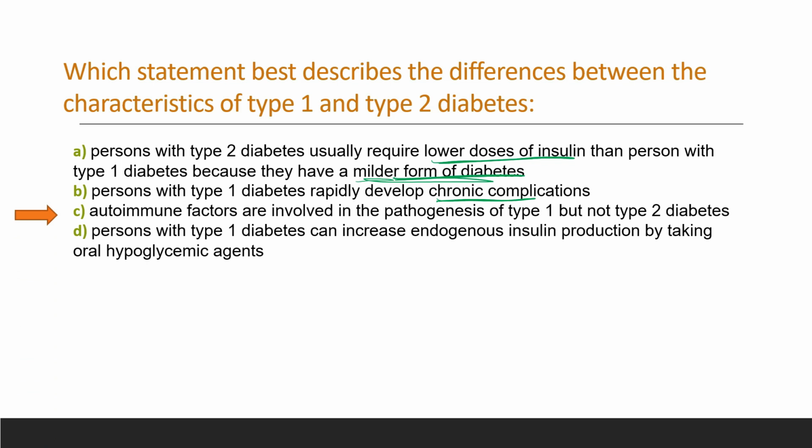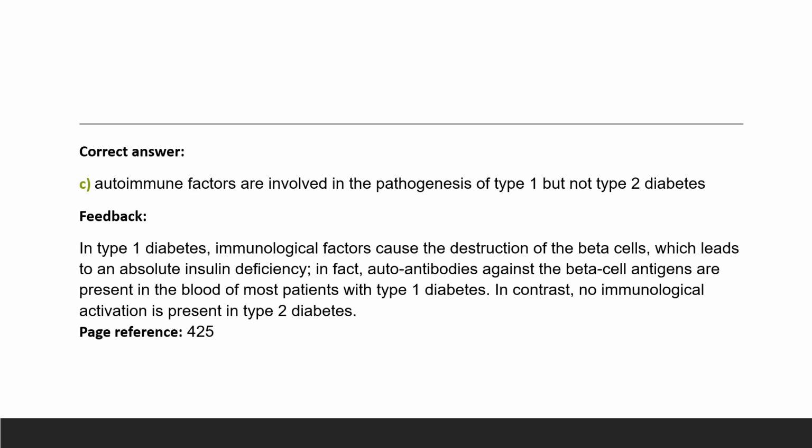In this, the correct option is option C, as autoimmune factors are involved in the pathogenesis of type 1 diabetes but not in type 2 diabetes, as type 1 diabetes is associated with autoimmune factors. The correct explanation is that in type 1 diabetes, immunological factors cause the destruction of the beta cells, which leads to absolute insulin deficiency, and in fact autoantibodies against the beta cell antigens are present in the blood of most patients with type 1 diabetes. In contrast, no immunological activation is present in type 2 diabetes.